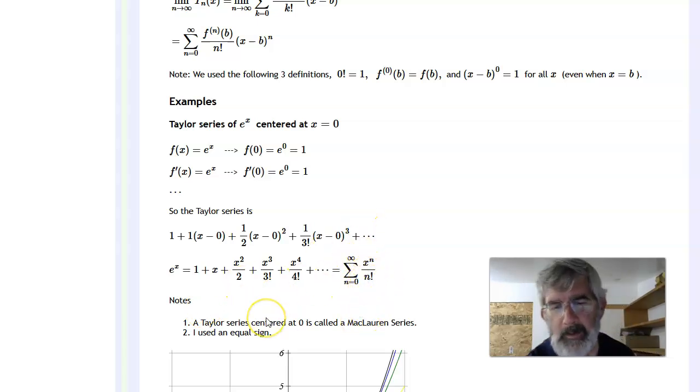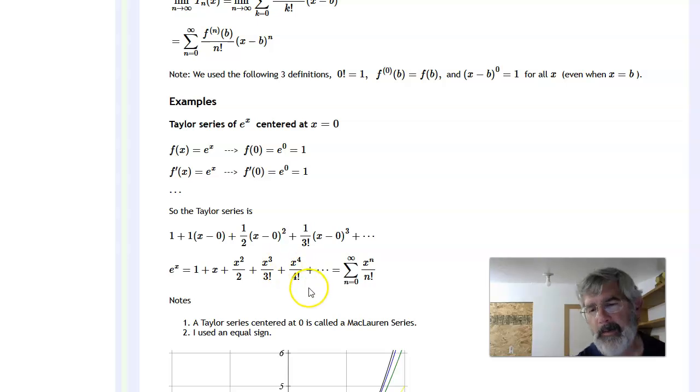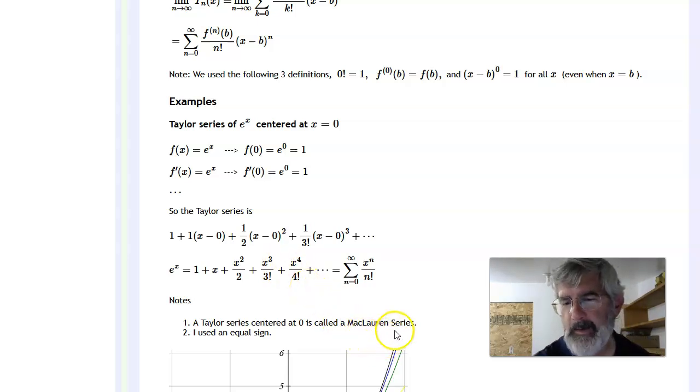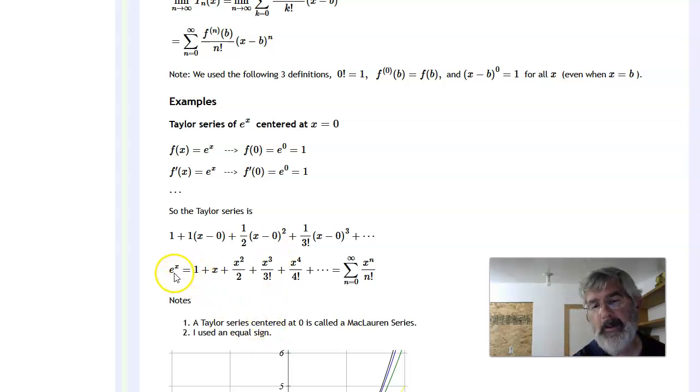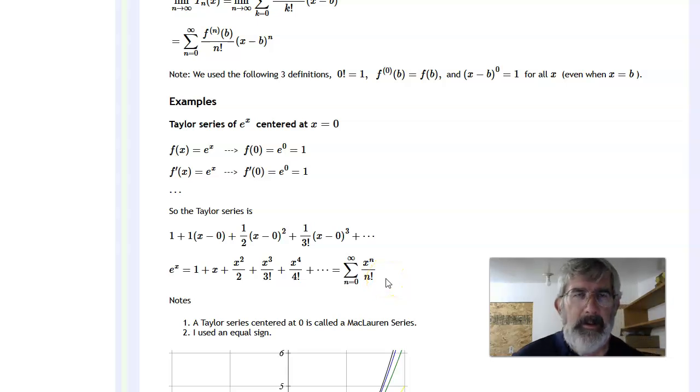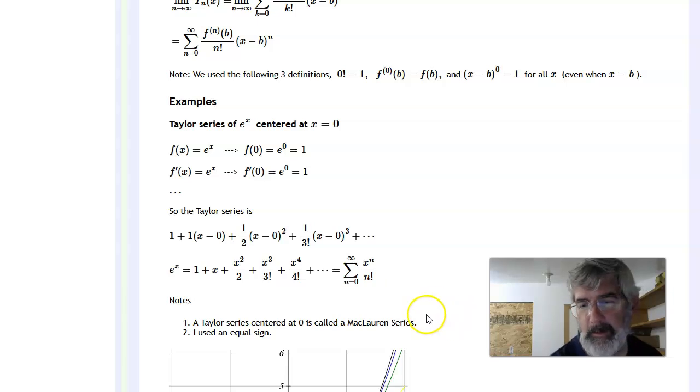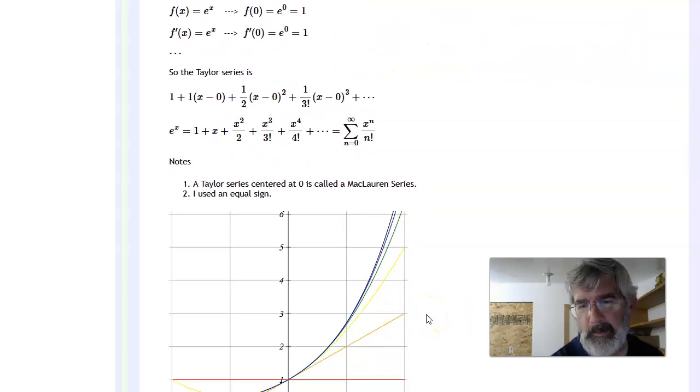All right. So a couple things to notice. There is another term for Taylor series when you're centering them at 0. You'll sometimes see them called Maclaurin series. And also, I use an equal sign here. So I said e to the x equals this. I really mean equal. You could think of it as the Taylor series converges to e to the x. In fact, it does it for all x. This is kind of an amazing thing about this particular Taylor series.